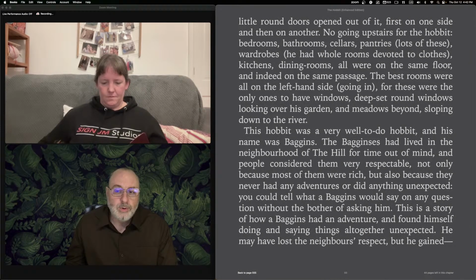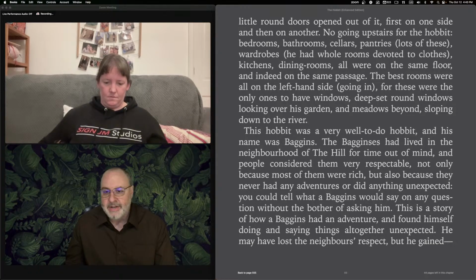And many little round doors opened out of it, first on one side and then on another. No going upstairs for the hobbit. Bedrooms, bathrooms, cellars, pantries, lots of these. Wardrobes, he had whole rooms devoted to clothes. Kitchens, dining rooms, all were on the same floor, and indeed on the same passage. The best rooms were all on the left-hand side going in, for these were the only ones to have windows, deep-set round windows looking over his garden, and meadows beyond, sloping down to the river.